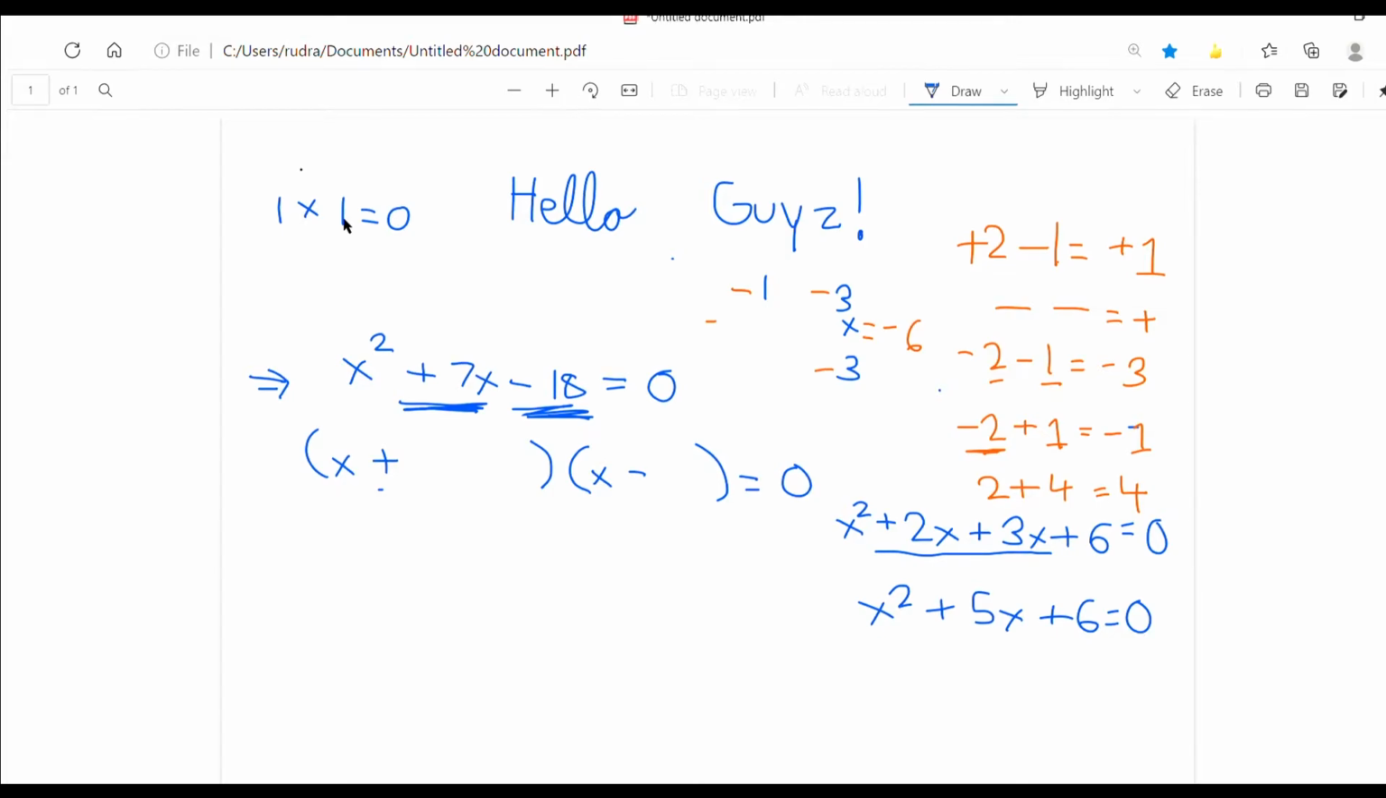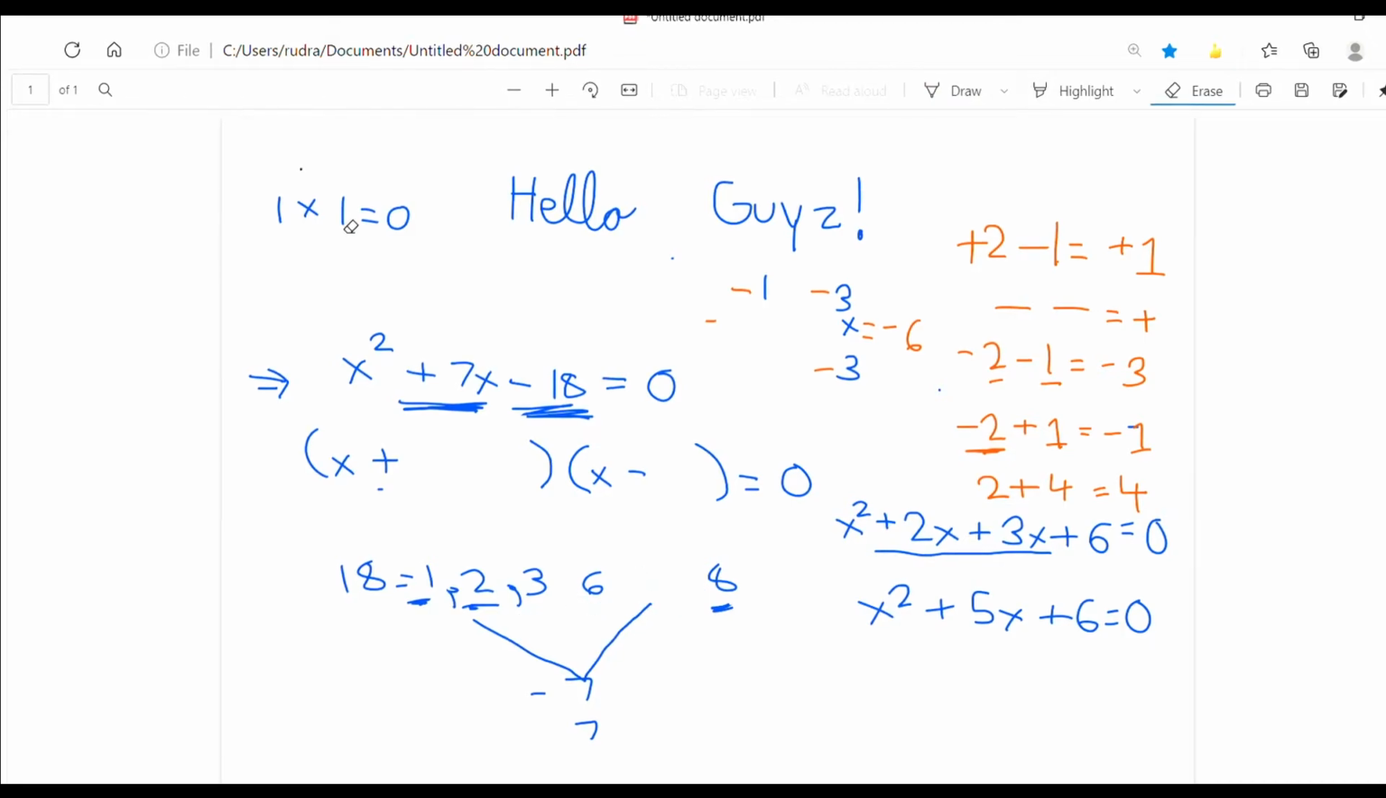Now, the factors of 18 are 1, 2, 3, 6, 9, 18, right? So the pair that when you multiply you get negative 18 can be any one of these. But this pair specifically gives you, when you subtract them together, either negative 7 or 7. So we are going to be using that as we need positive 7 here.